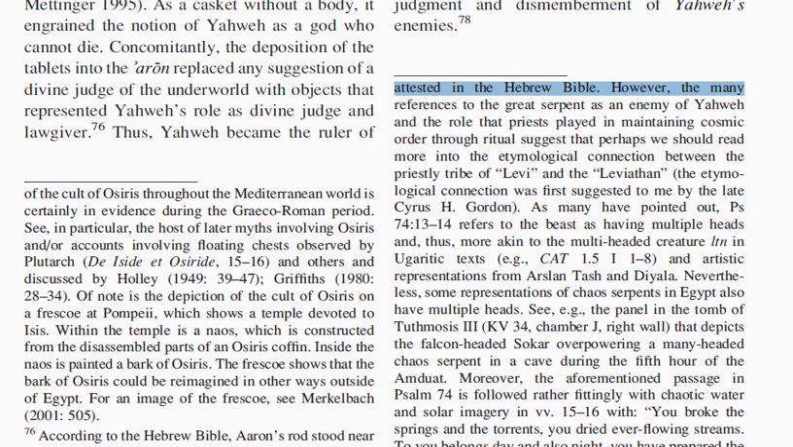However, the many references to the great serpent as an enemy of Yahweh and the role that priests played in maintaining cosmic order through ritual suggest that perhaps we should read more into the etymological connection between the priestly tribe of Levi and the Leviathan. The etymological connection was first suggested to me by the late Cyrus H. Gordon. As many have pointed out, Psalms 74:13 and 14 refers to the beast as having multiple heads and thus more akin to the multi-headed creature Aten in Ugaritic text, and artistic representations from Arslan Tash and Diyala.